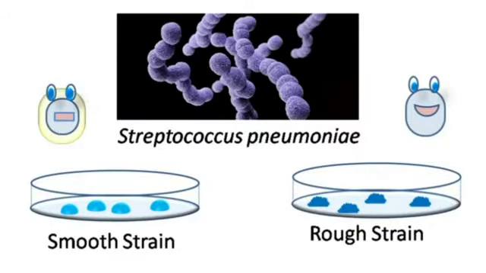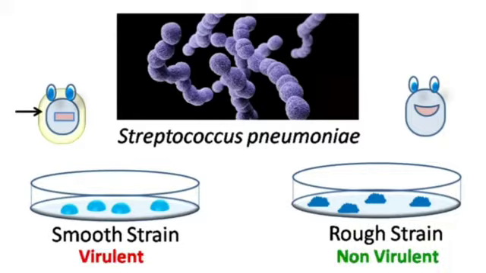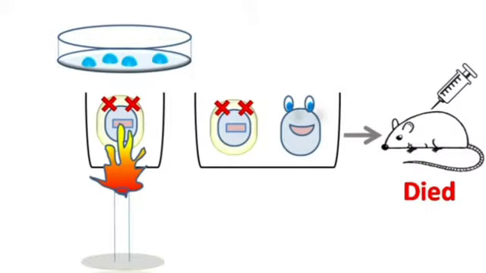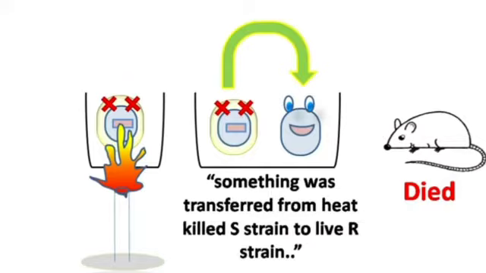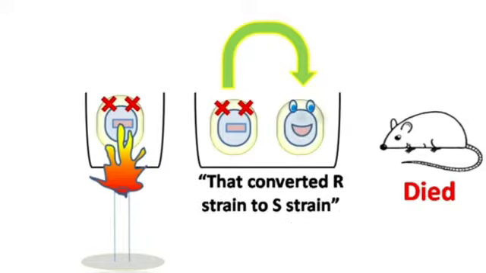Streptococcus pneumonia has two types of strain, smooth strain and rough strain. The smooth strain has a protective capsule, as a result of which it is highly virulent, whereas the rough strain is not virulent. In 1928, Griffith discovered that when heat-killed smooth strain is mixed with the rough strain and injected in mice, the mice died. This result was surprising. It means something was getting transferred from heat-killed S strain to live R strain that made the rough strain virulent.